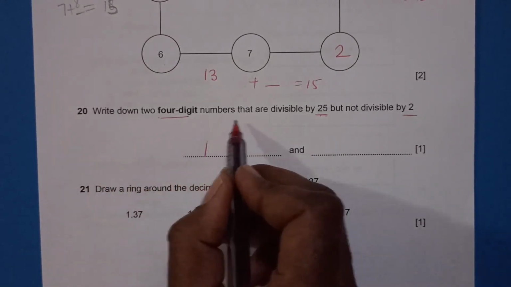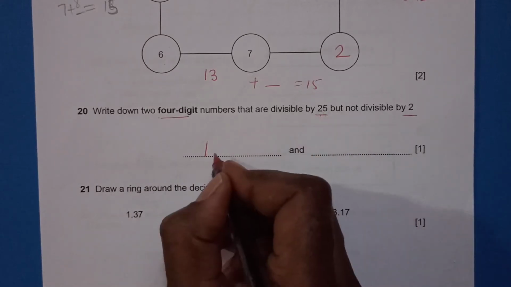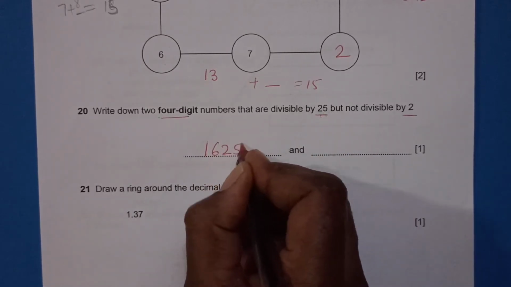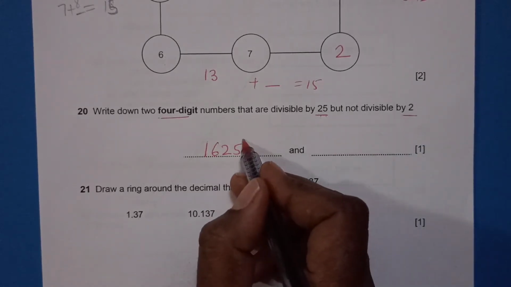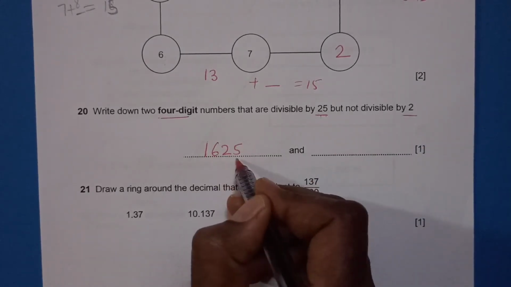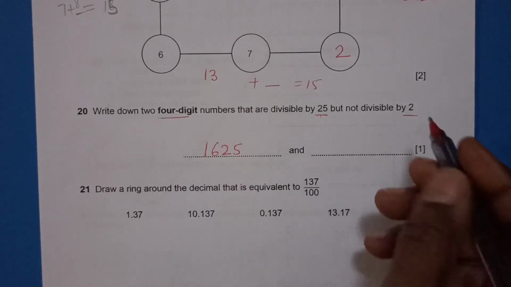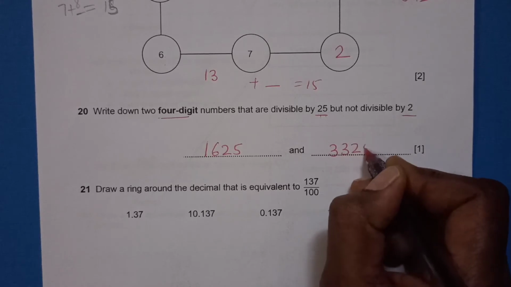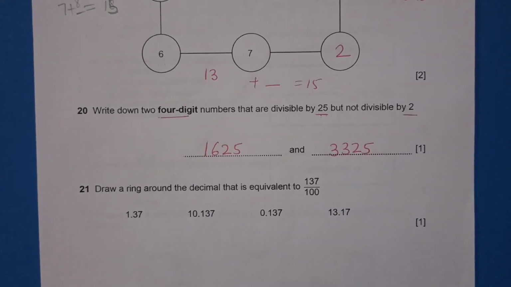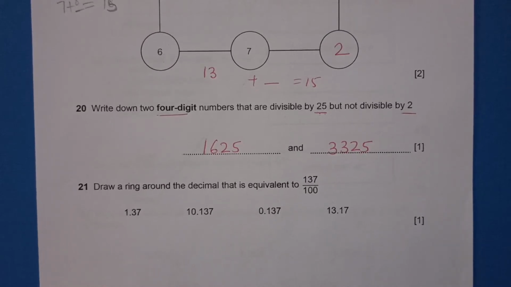Write down 2 4-digit numbers that are divisible by 25. We can write down this one, and as this is an odd number, ending with 5, it is not divisible by 2. So any other number we can take like 3, 3, 2, 5. So these are 4-digit numbers.